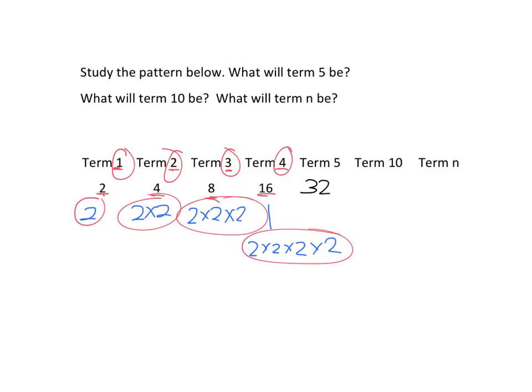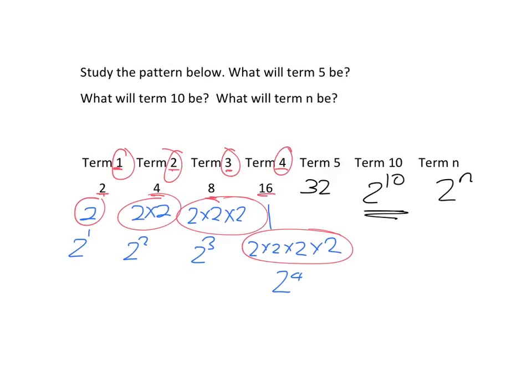Now, if we remember our exponential notation, this is going to make it easier for us to write. Right? Term number 4 is 2 to the 4. Term number 3 is 2 to the 3. Term number 2 is 2 to the 2. Very, very easy then to tell me what is term number 10. It's going to be 2 to the power of 10. And term number n is going to be 2 to the power of n.